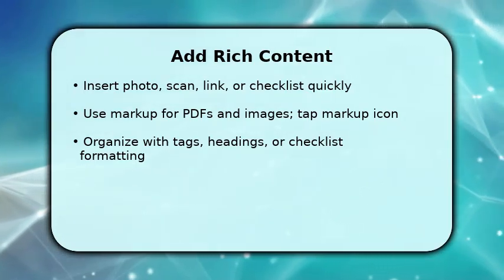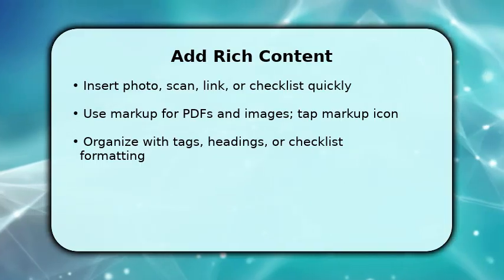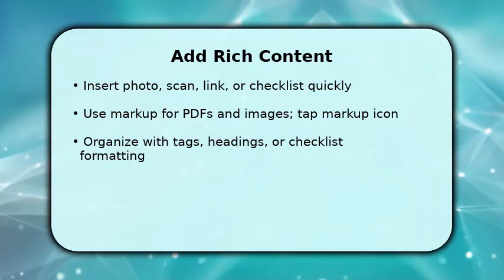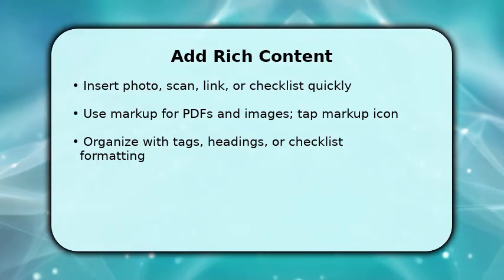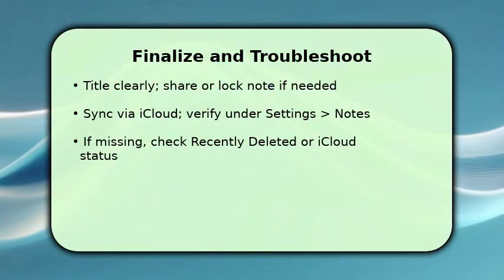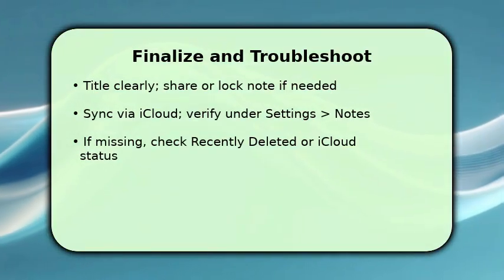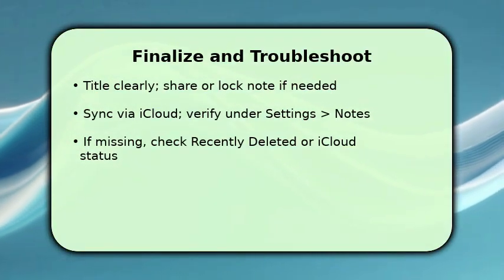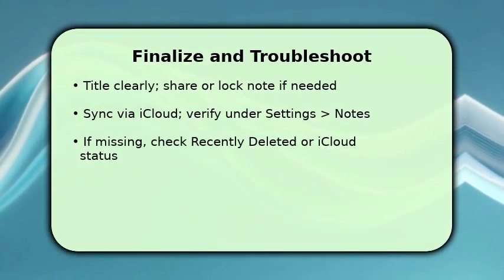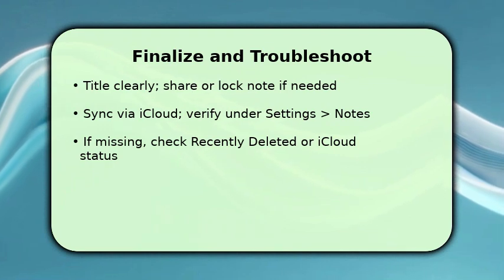Convert lines to checklist items for tasks, or add headings with bold text to separate ideas. Once done, apply tags and move the note to a project folder so retrieval stays fast and logical. Finish by giving the note a clear title, and if needed, lock or share it immediately so collaborators see the context. Make sure iCloud Sync is enabled under Settings Notes so your note appears across devices.